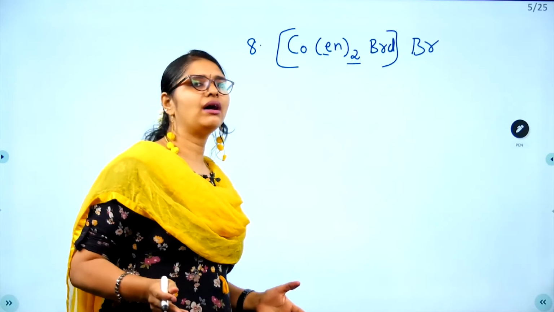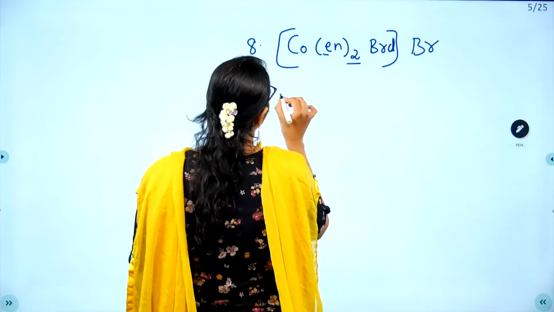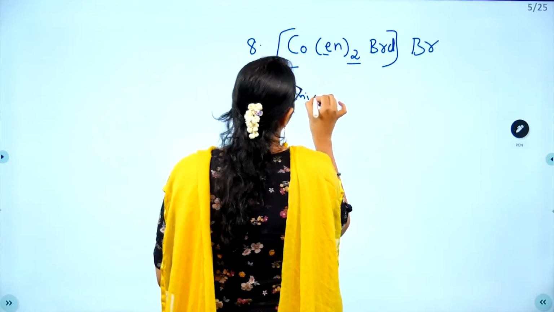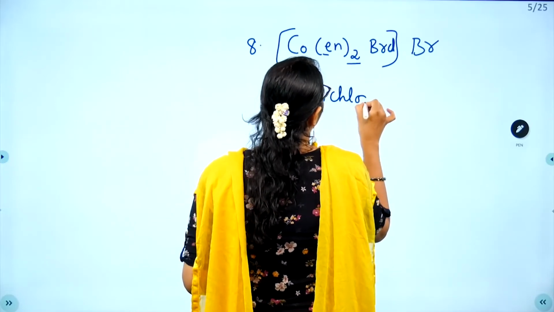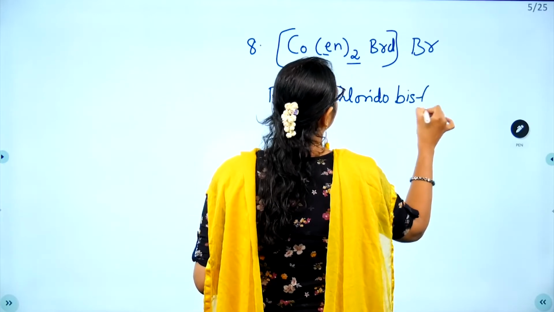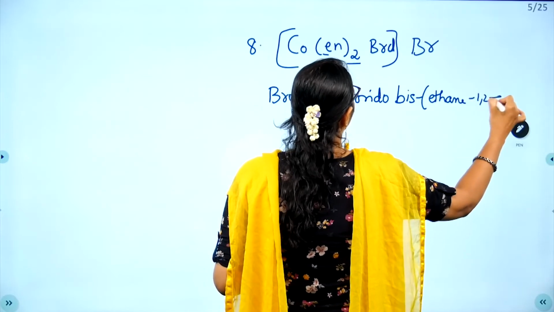So now you have the ligands also. You have a Br, you have Cl, right? So how to name this? Alphabetical order. Bromido, arrange by the alphabetical order. Bromido, chlorido, bis, ethane, 1,2 diamine.